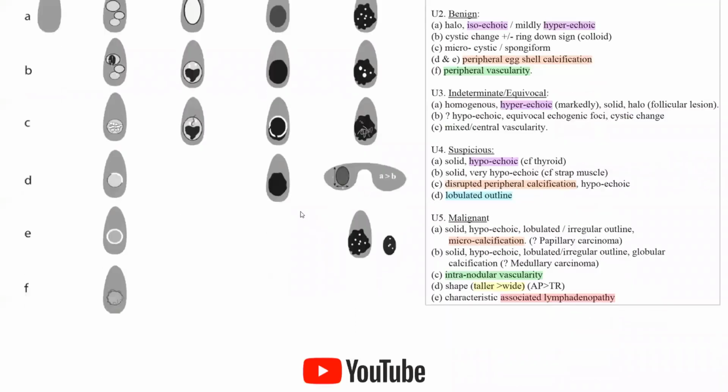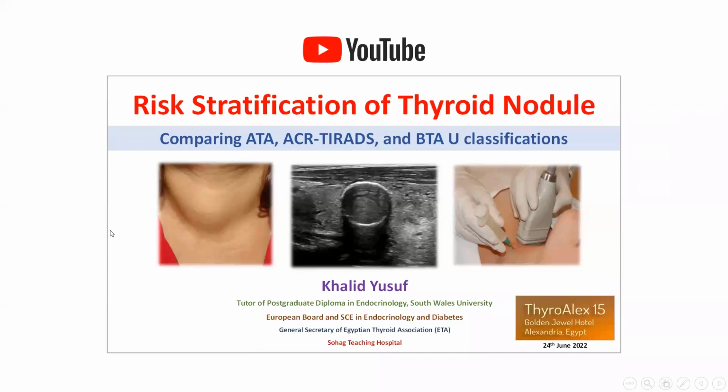And actually, this is my talk at Cairo Alex last Friday, on risk stratification of thyroid nodules, comparing the American Thyroid Association and American College of Radiology thyroid classification with the British Thyroid Association U classification. This presentation will be uploaded in the next few days, inshallah, and next Friday I will upload the link for this YouTube video.